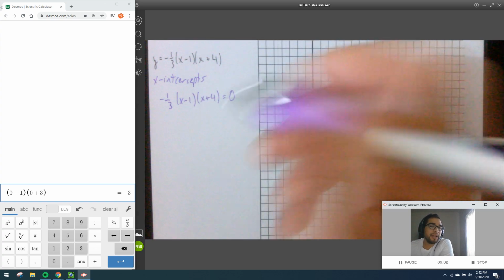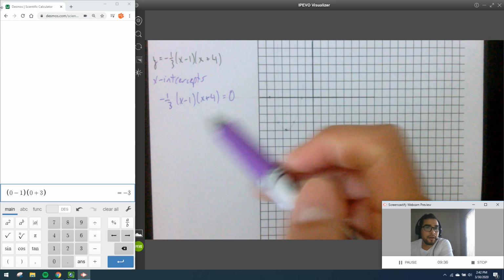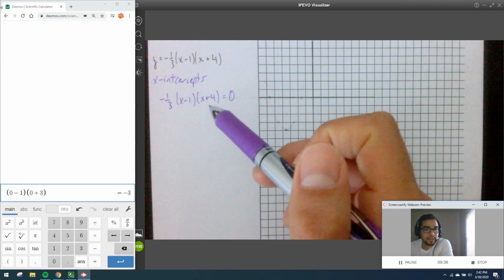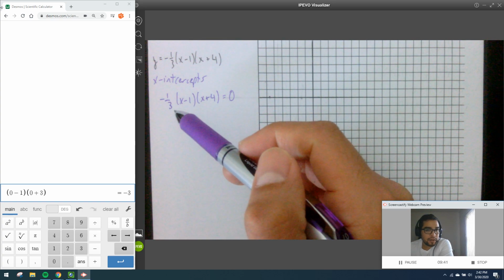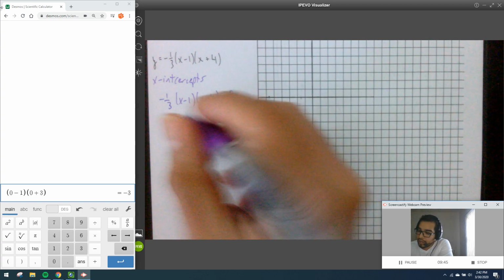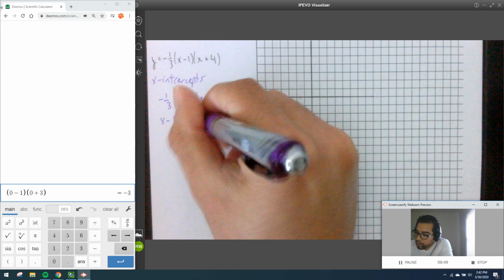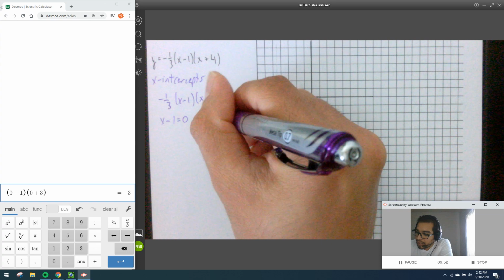The zero factor property tells me that if a times b, and in this case c, is equal to 0, then either b is equal to 0 or c is equal to 0. We know that -1/3 cannot equal 0, so we're going to leave that one out for now. Okay, so let's go ahead and use the zero factor property. X minus 1 equals 0, and x plus 4, that right there, equals 0.